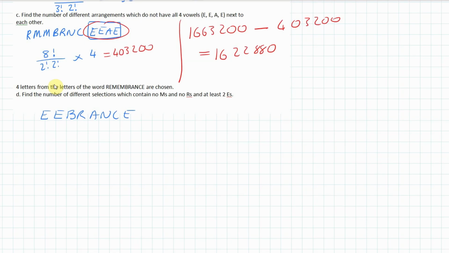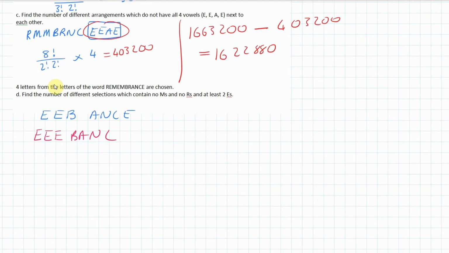So at least 2 E's. So we can have, I need to get rid of that R as well, don't I? So B, A, N, C. Okay. Maybe we can even write it like this. We can go E, E, E, and then we've got B, A, N, C.